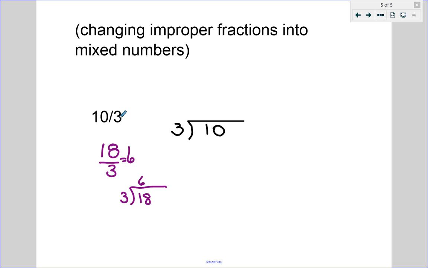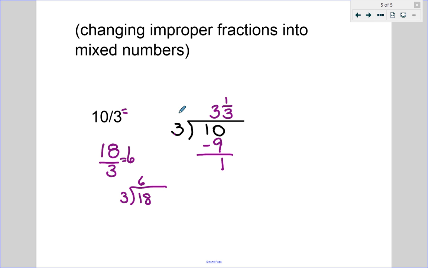All right, so 10 thirds equals something. So the 10 goes on the inside, the 3 goes on the outside. How many 3's can we get out of 10? 3. 3 times 3 is 9. Subtract. We have 1 left over, so 1 becomes our numerator, and our denominator is the guy outside the door, so we have 3 and 1/3. Okay? That's how you come up with this changing improper fractions into mixed numbers.